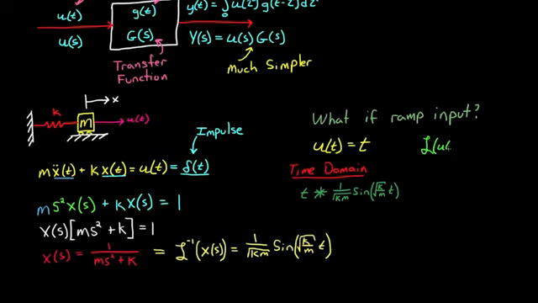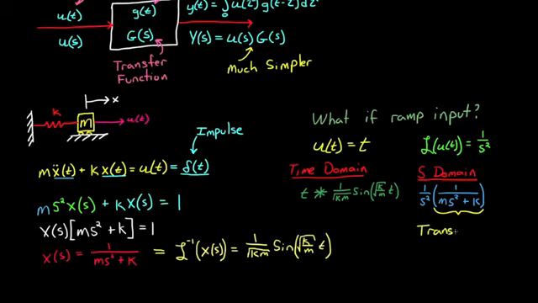Luckily, we can do this in the s domain by taking the Laplace transform of the ramp, which is 1 over s squared. Then to find the response to this ramp, all we have to do is multiply 1 over s squared by 1 over ms squared plus k. And remember also that 1 over ms squared plus k is the impulse response to the system in the s domain, so this is the transfer function. And notice that we got this transfer function by taking the Laplace transform of the equation of motion. We never needed to go to the time domain.